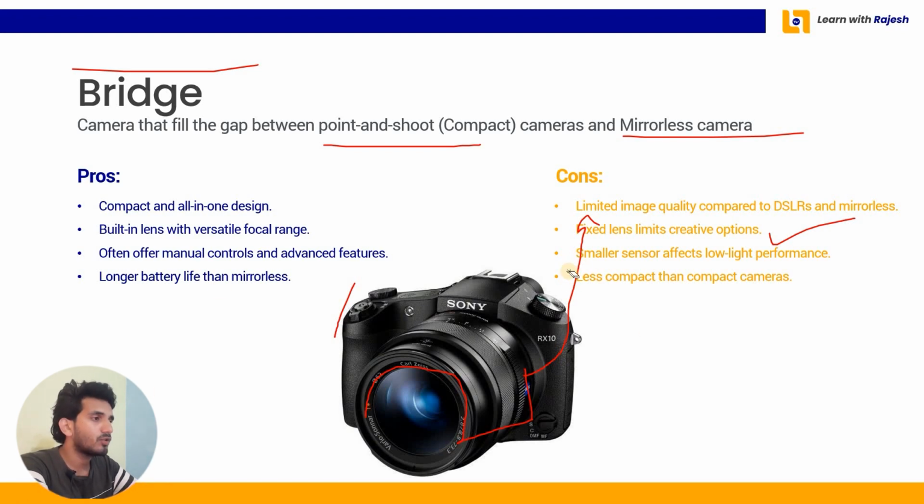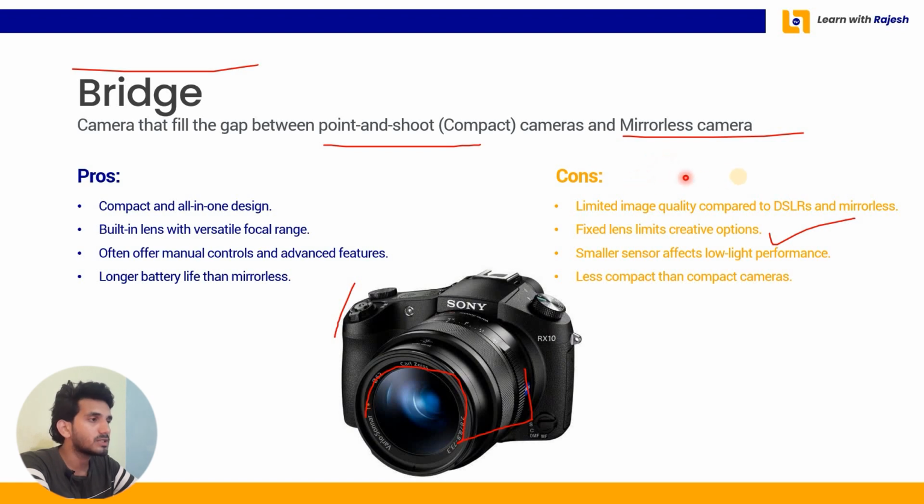Okay, if we talk about the pros: compact and all-in-one design, built-in lens with a versatile focal range, often offers manual control and advanced features, longer battery life than mirrorless. The bridge camera's focal length is very good, and more professionals who do wildlife photography are using it. And the battery life of this camera is better than the mirrorless. Mirrorless battery life is very poor.